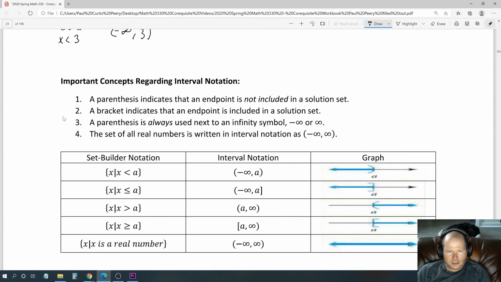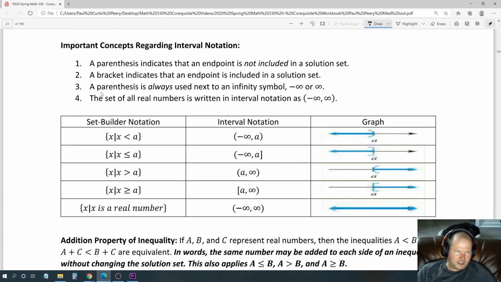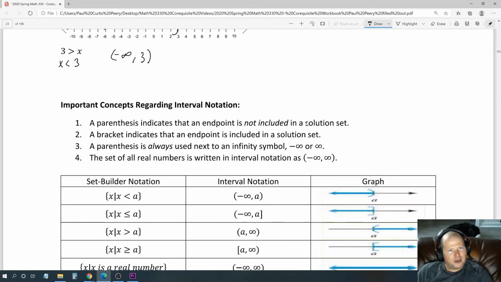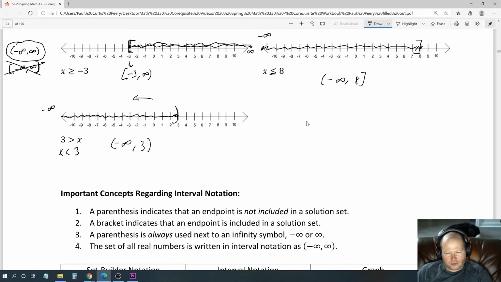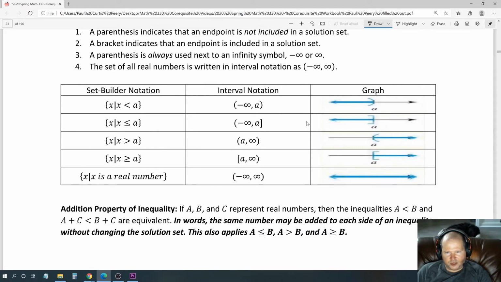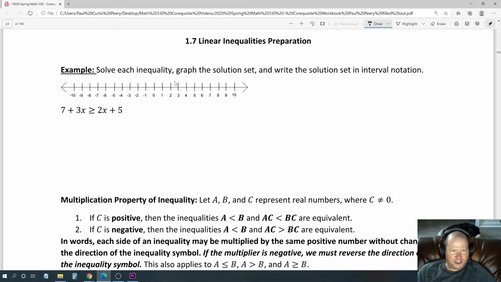All right. I did write down set builder notation here, interval notation, and graph. We haven't been asked to do any set builder notation yet, but whenever we do get there, you can reference this. So we're going to solve each inequality, graph the solution set, and write the solution set in interval notation. Now, since this is not solved for x, you don't have x by itself on the left or right, your first step on this one is to solve for x.